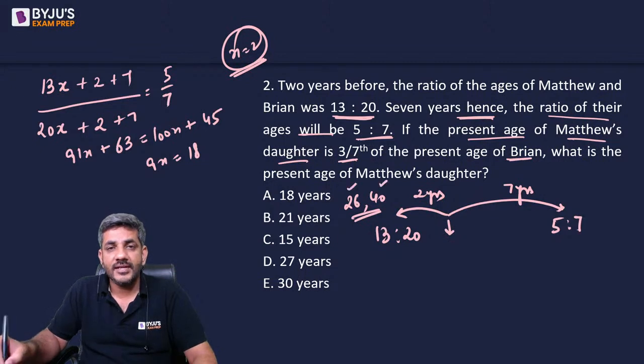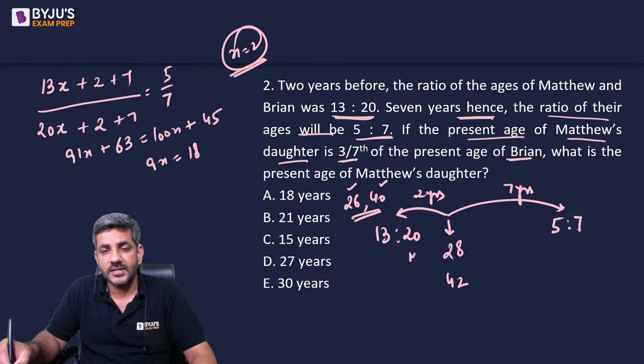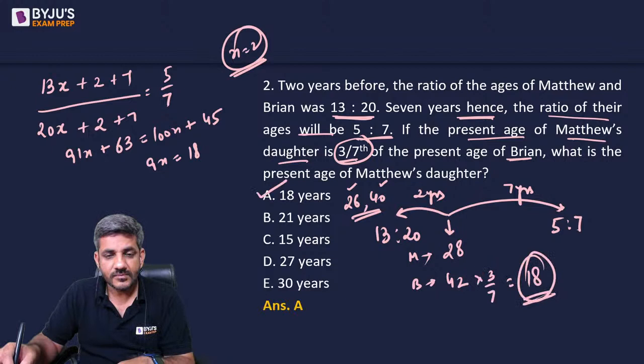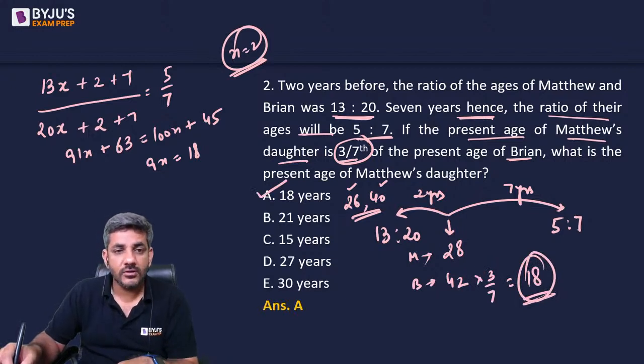2 years ago they were 26 and 40. So today they are 28 and 42. This is the age of Matthew and this is the age of Brian. He says today's age of Matthew's daughter is 3/7 of Brian's age. So what is 3 by 7 of this? 3 by 7 of this is 80. I'm sure all of you understood this solution, right?